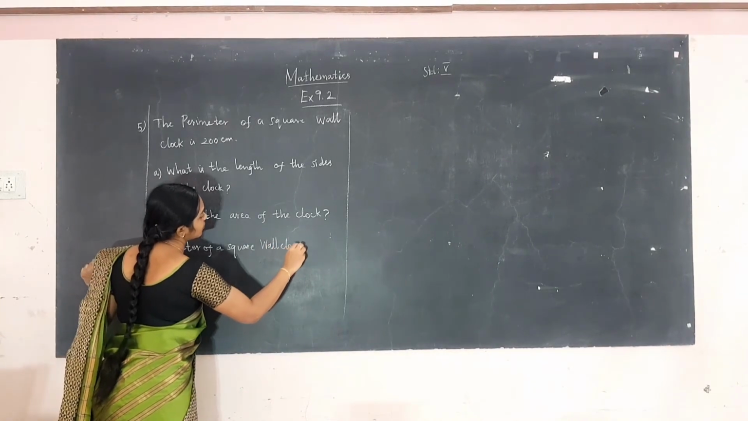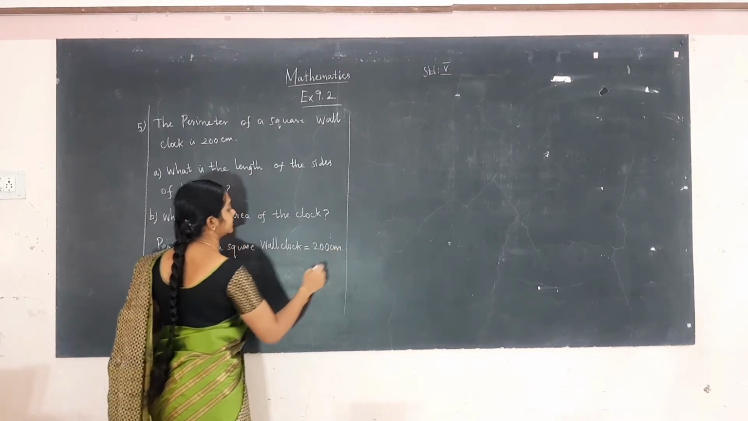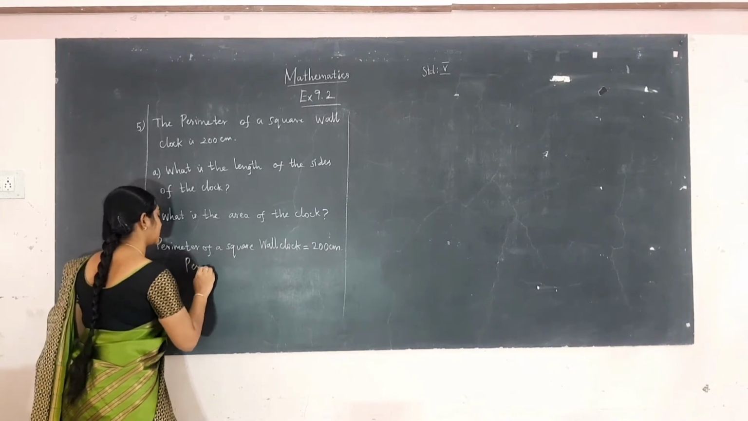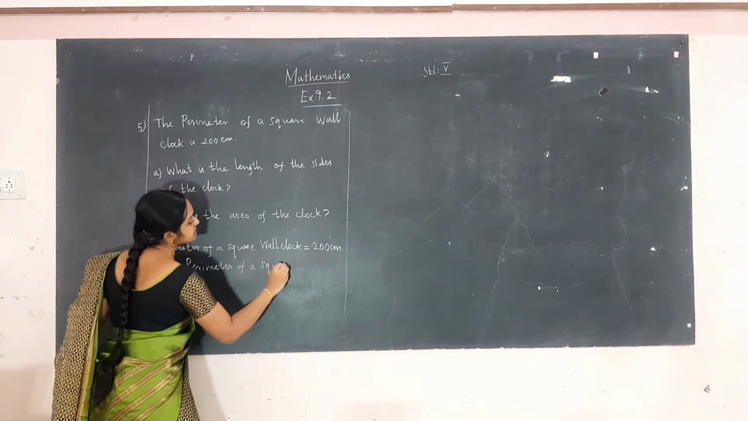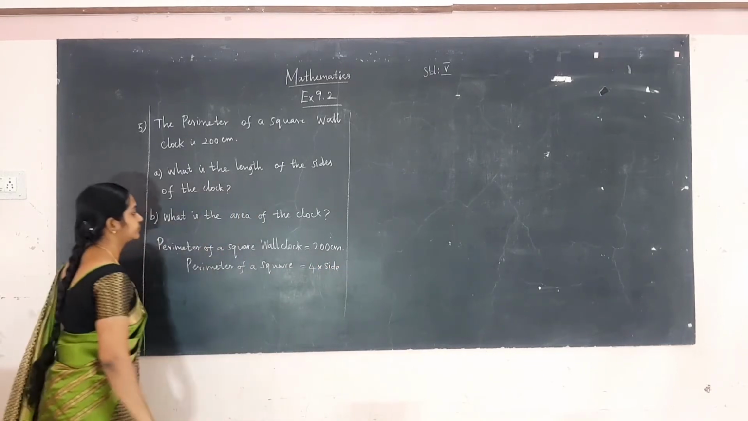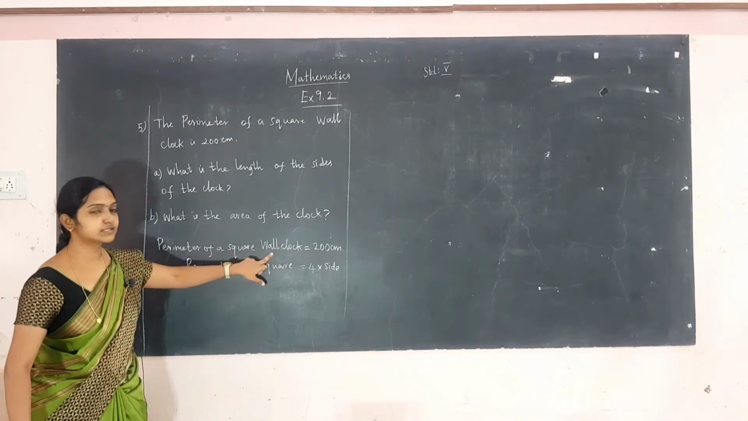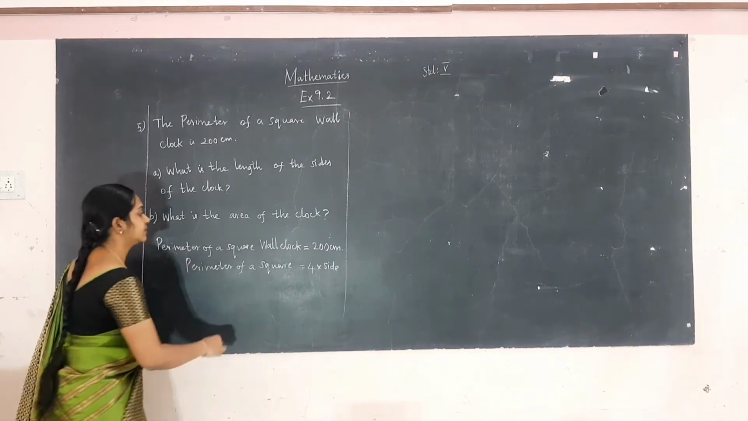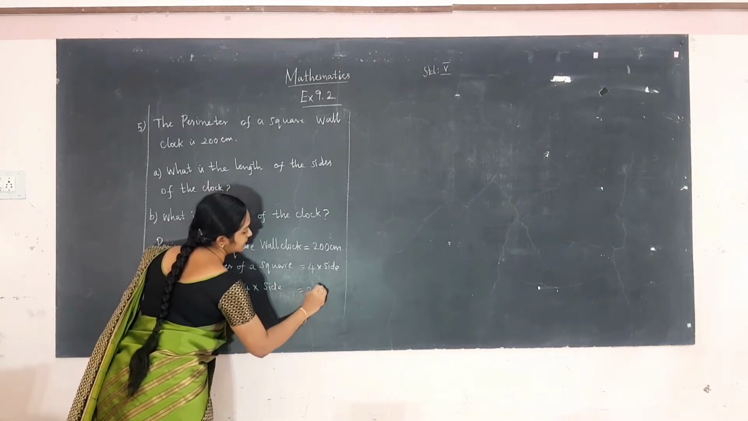Perimeter of the square wall clock is given as 200 centimeter. We have already studied the perimeter of a square formula. It is 4 into side. The wall clock is in the shape of a square. Perimeter of the wall clock is given. We have to find the length of the side. 4 into side is equal to 200 centimeter.